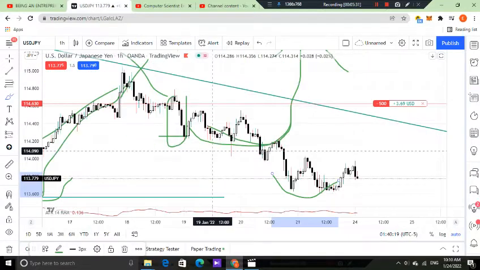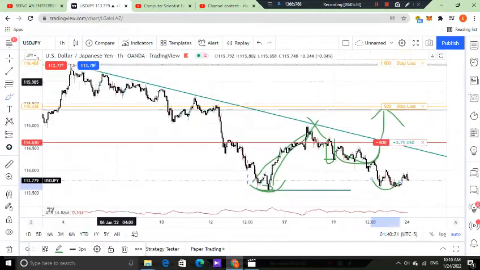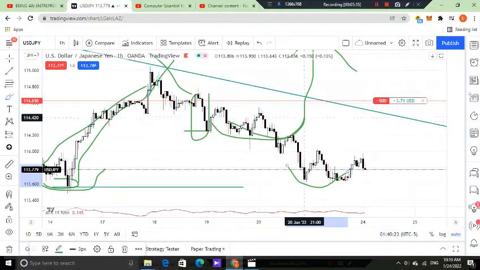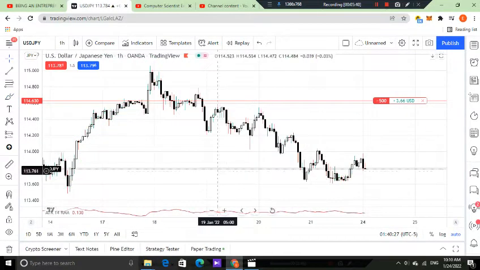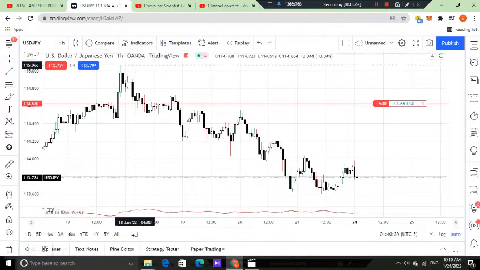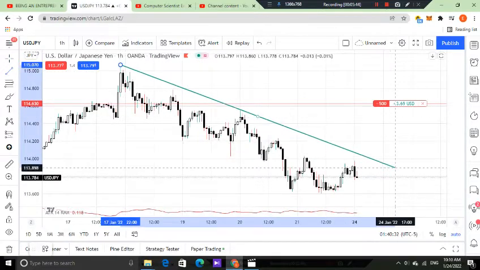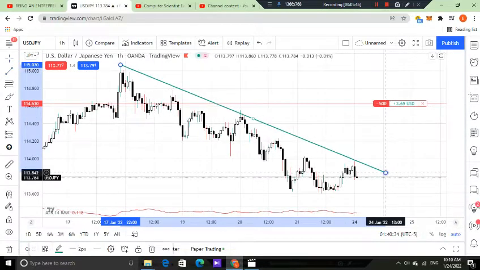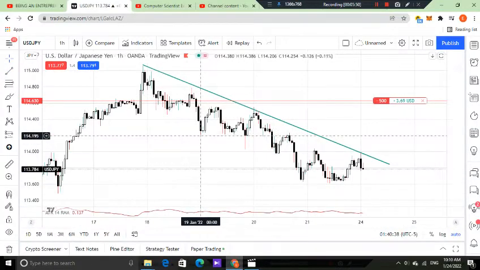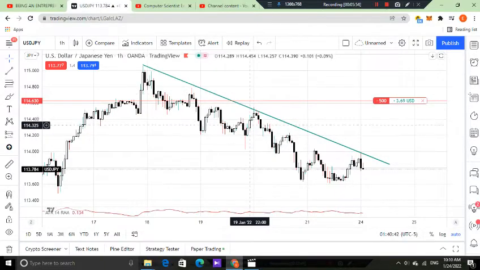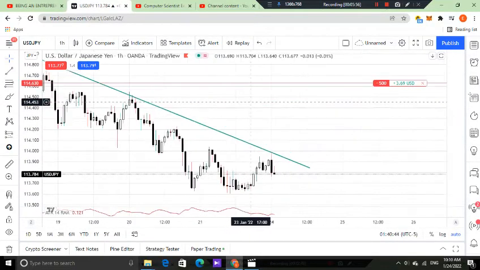Even in this 1 hour time frame, let me erase all of this. Okay, in the 1 hour time frame you have a bear trend. In a bear trend you see these bear impulses and bull corrections, bull pullbacks.